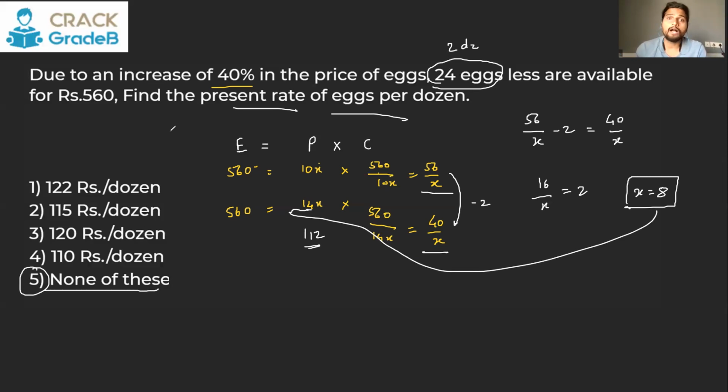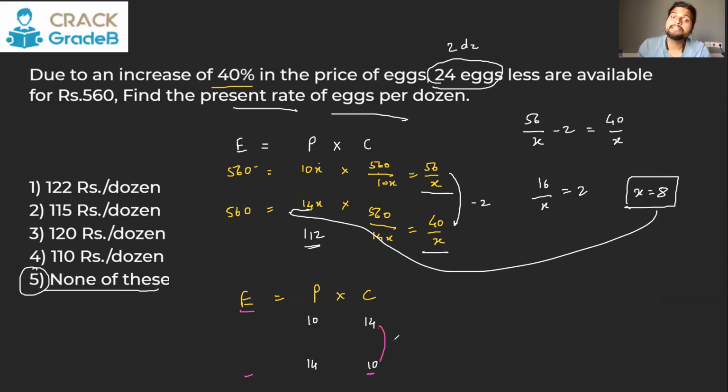Okay. Now, how can we solve this question orally or more quickly? Expenditure is price into consumption. So price is increased by 40% means what? If early price was say 10, now the price is going to become 14. This is what it means by increasing 40% in the price. That means if consumption early was 14, now the consumption is 10, as we discussed already, because expenditure is same. That means early if you could buy 14 dozen, now you can buy 10 dozen.